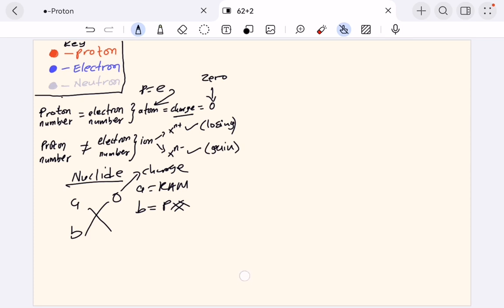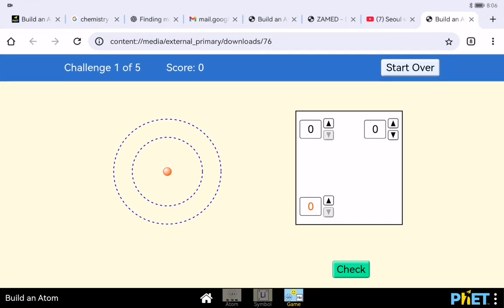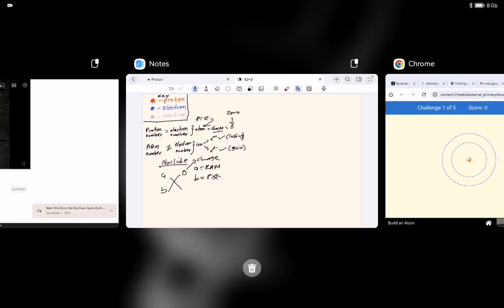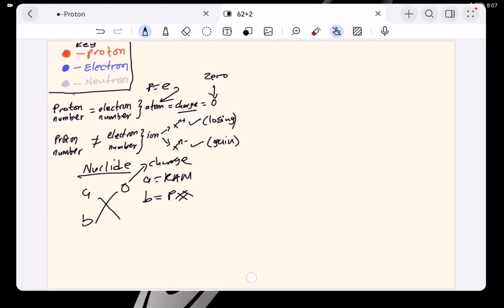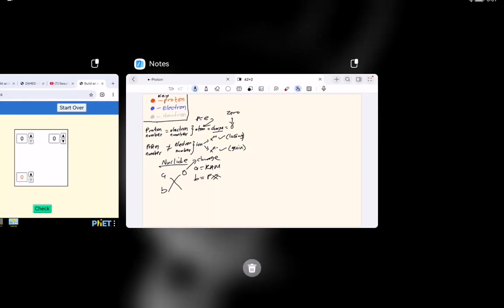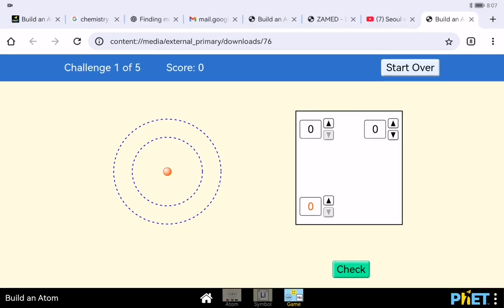So looking at the structure that is given in this question, we have the key. The key shows red represents a proton, blue represents an electron, then gray represents a neutron. So in the structure given, we have one red. So one red means one proton. So we have one proton.